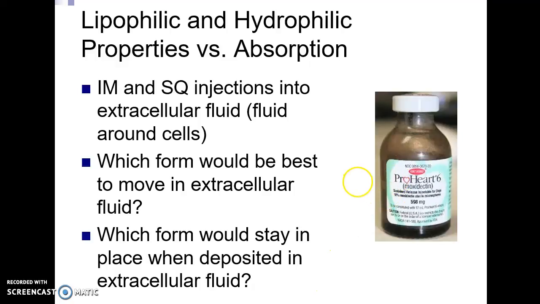This drug, ProHeart 6, it is still out there. It was a heartworm medication that came out, and it's called ProHeart 6 because it would last 6 months. They also had a 12-month version. You basically placed it subcutaneously, and the animal was protected against heartworms for 6 months. It's because it was in a lipophilic form, and it would stay there.